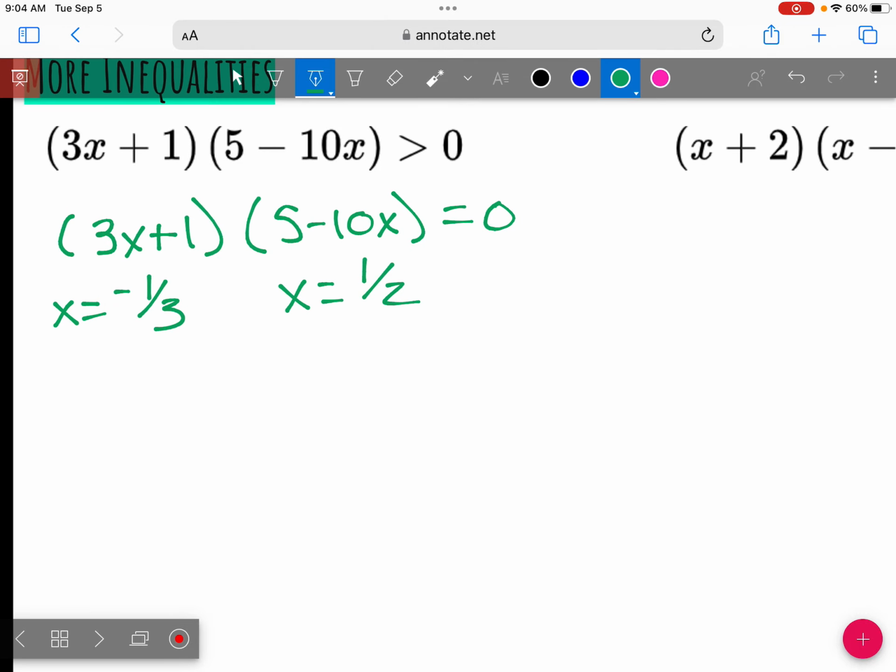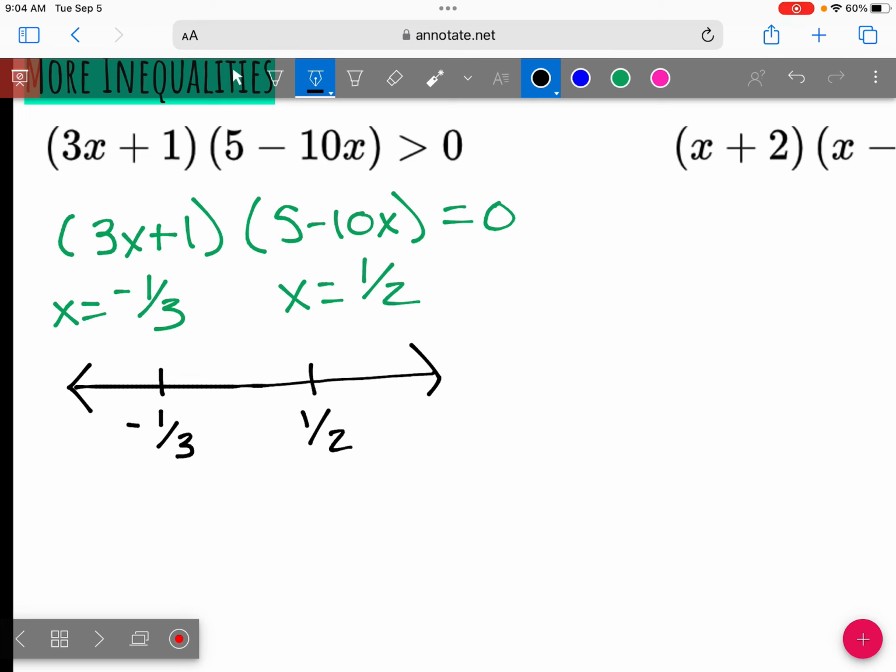Because what we're going to do is kind of draw that on a number line. We're going to have two really important things happen at our zeros, where x is negative 1/3 and x is 1/2, right?